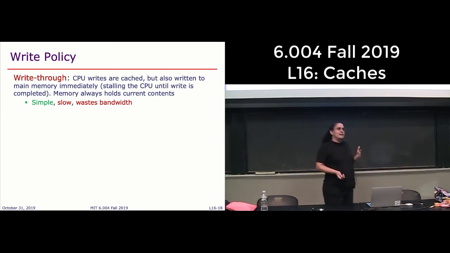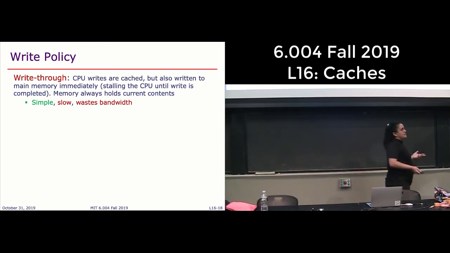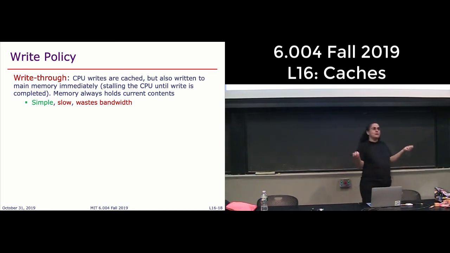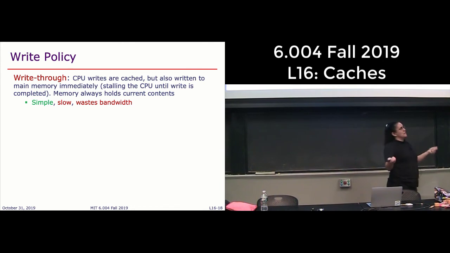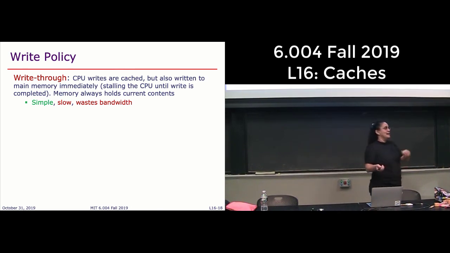When I do a store into a particular memory location, I can either require that my cache and my main memory remain consistent with each other. If I require that, then I'm using what's called a write-through policy. So every time I write something to my cache, right, so I search for a particular address in my cache, it's there. I now want to update that value.